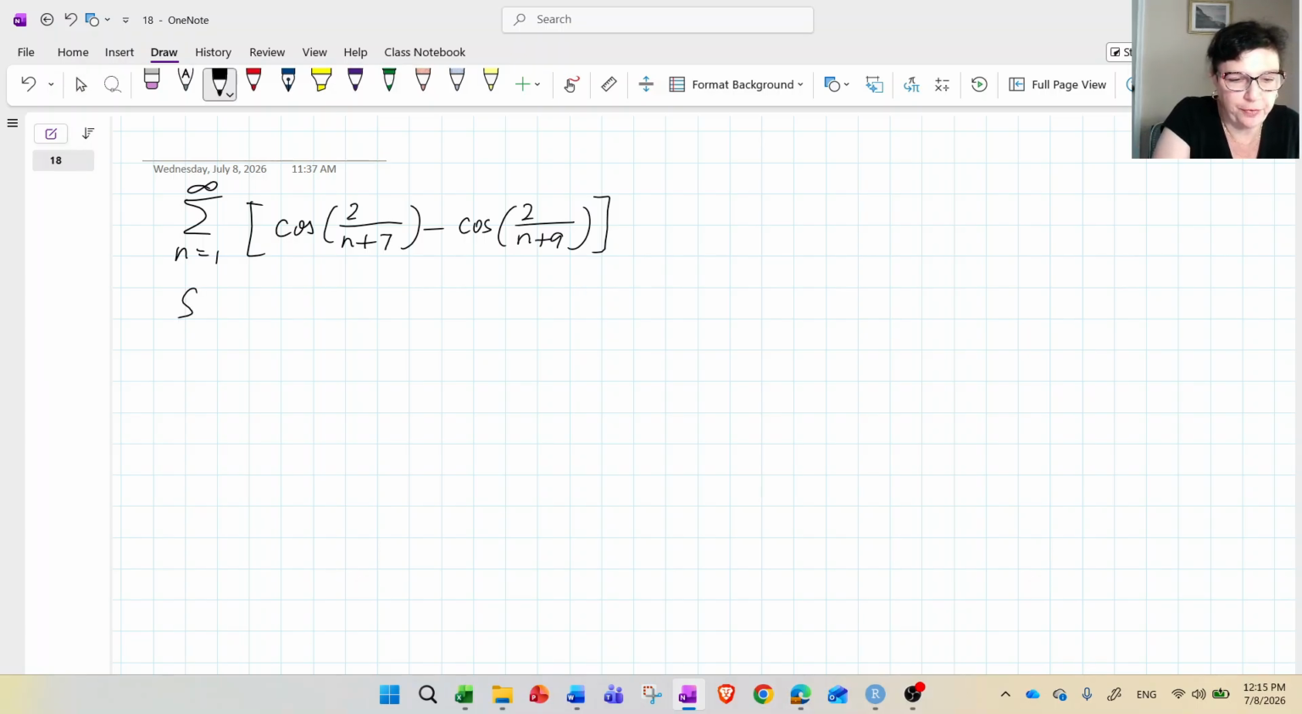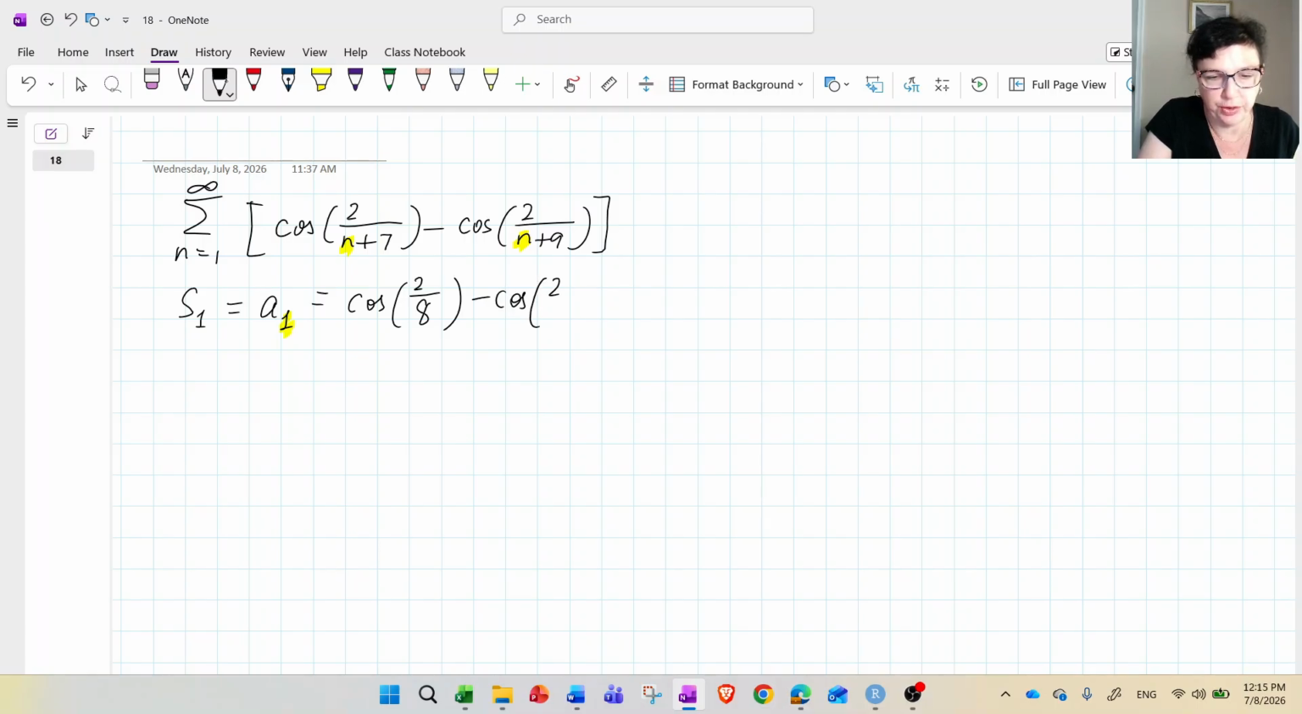Now, first we'll look at the first partial sum, which is just equal to A1. A1 is the first element. What that means is that we're going to replace n with 1. So we're going to get cosine 2 divided by what is 1 plus 7? Well, that's 8. And then minus cosine 2 divided by 1 plus 9, which is 10.